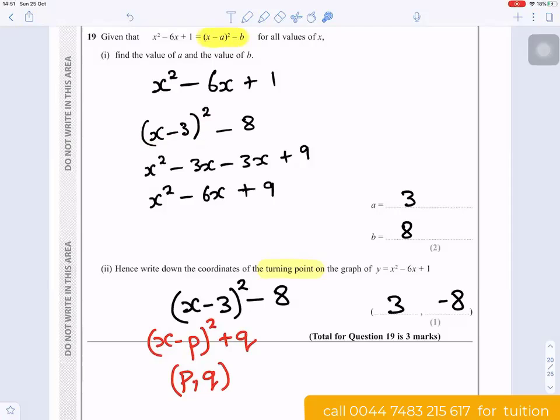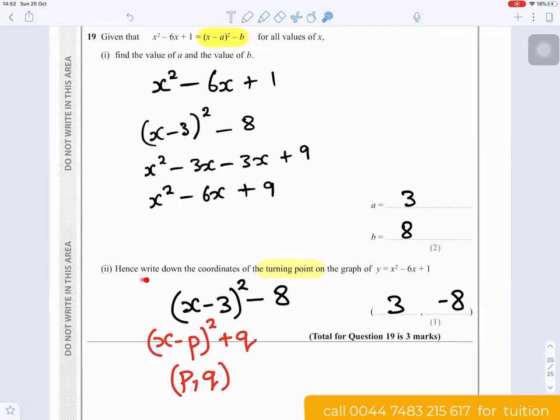(x minus 3) all squared gives x squared minus 3x minus 3x plus 9, so that will be x squared minus 6x plus 9. But if you notice, the x squared and x squared are the same, and minus 6x and minus 6x are the same. So what do you have to remove from 9 to get 1? You have to minus 8. So the numbers are: a is 3 and b is 8. The completing the square method is used there.